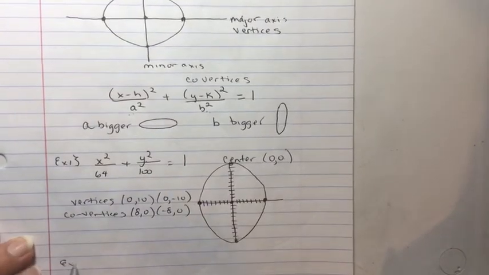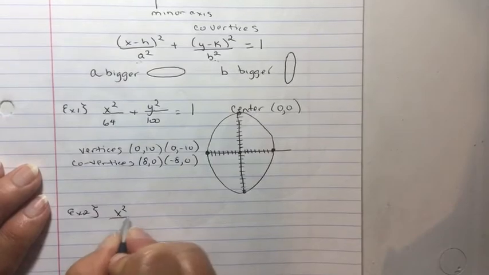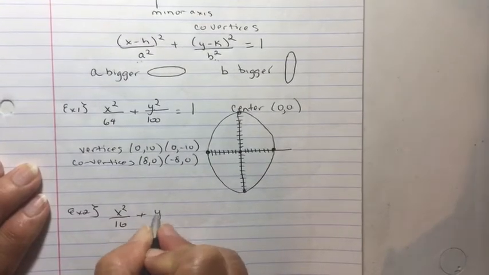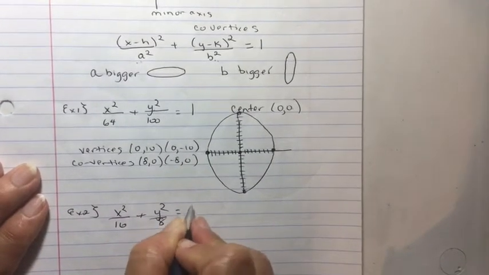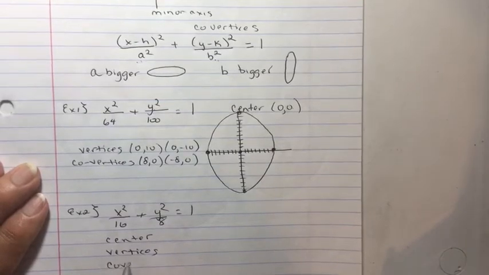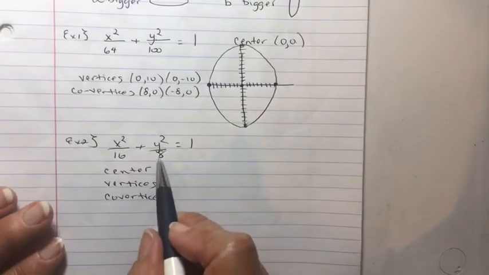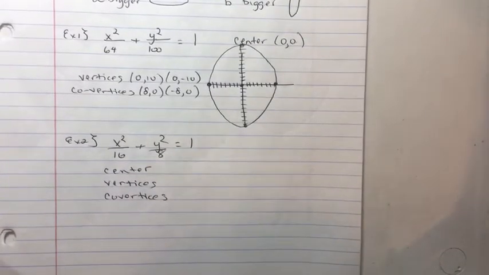All right, here's one for you to try, example 2. X squared over 16 plus y squared over 8 equals 1. Locate the center, the vertices, and the co-vertices. No need to sketch it. Matter of fact, it's going to come out with a radical, so you may not want to even try. Go ahead and pause the video while you do this.